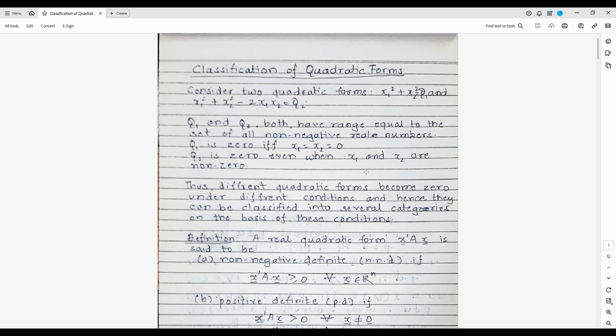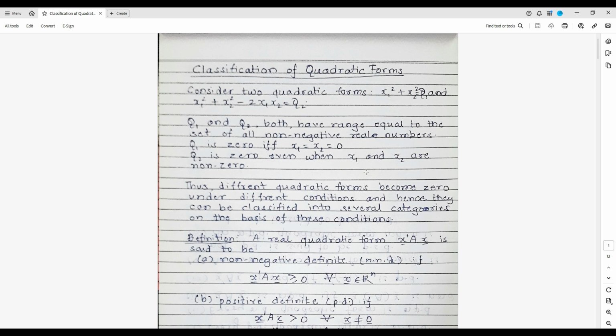Hello everyone, let us continue our discussion about the quadratic forms. Now, let us talk about classification of quadratic forms. So, you may wonder why do we need to classify the quadratic forms, or what can be a starting point for the purpose regarding classification of quadratic forms. So, let us take this example. Say q1 is x1 square plus x2 square and q2 is x1 square plus x2 square minus twice x1 x2.